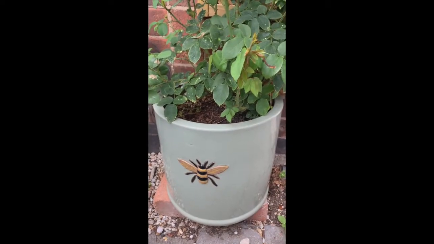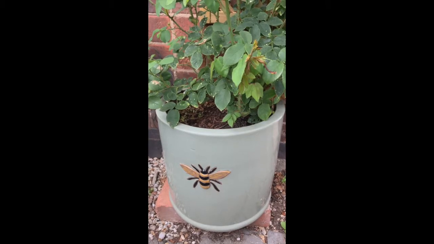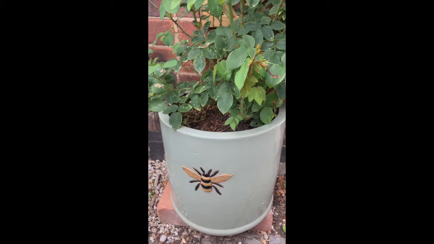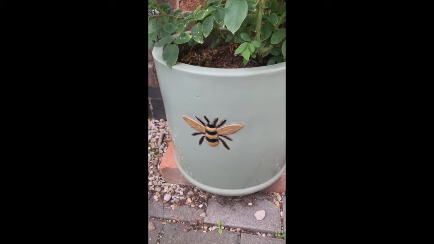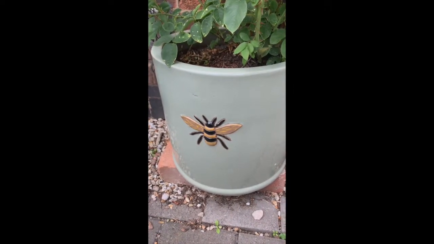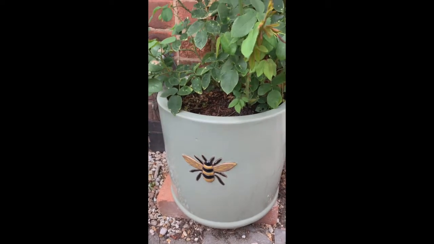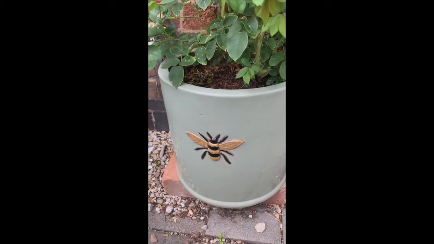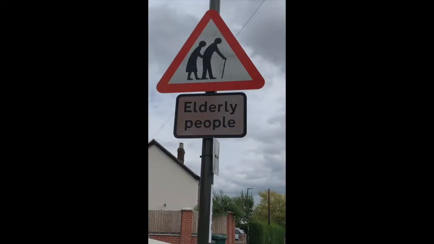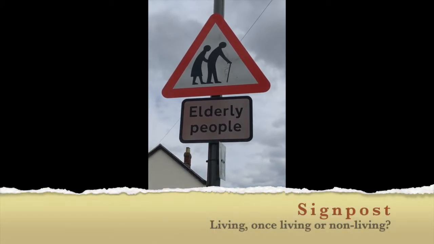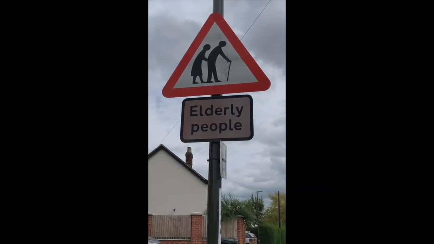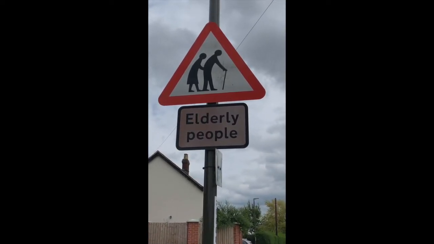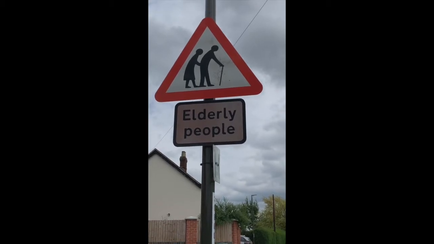Here we are outside my back door. Here's a rose bush in a ceramic pot. Would we put the rose bush into living, once living or non-living, and the ceramic pot into living, once living or non-living? Well, hopefully you would put the rose bush into living and the ceramic pot into non-living. Let's carry on with the walk. This metal signpost. Think about which group this should belong to. Should it be living, once living or non-living? Write it down into the column that you think it belongs to.